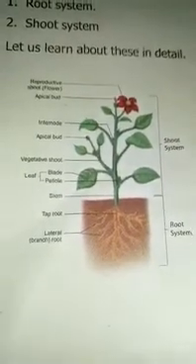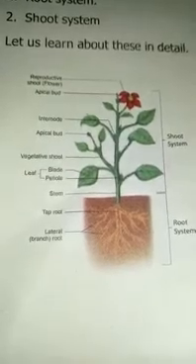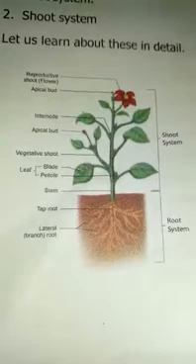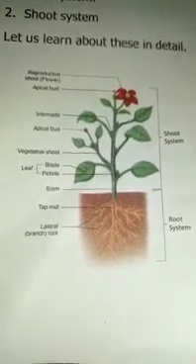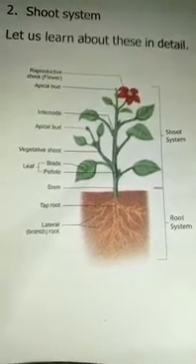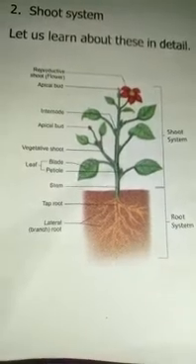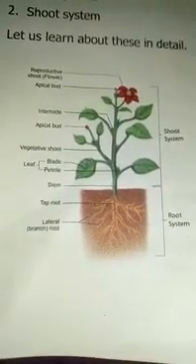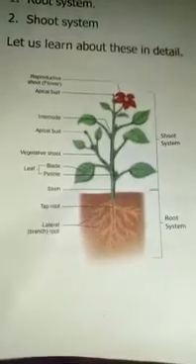As shown in the picture, a flowering plant consists of two main parts. They are the root system and the shoot system. Let us learn about this in detail. First, see this picture.